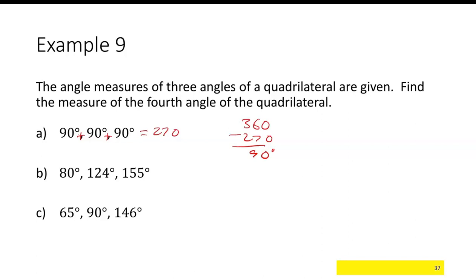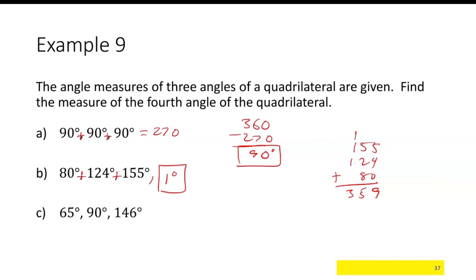For part B, we want to do 80 plus 124 plus 155. So let's do that on the side here. 5 plus 4 is 9. 5 plus 2 is 7. Then 15. That's 359 degrees, which means that the missing angle has got to be 1 degree. So part A was 90 degrees. Part B has got to be 1 degree. So this quadrilateral is going to look kind of like a needle.